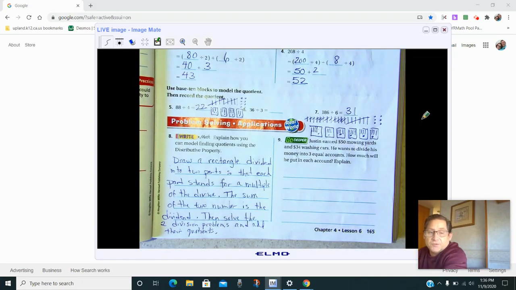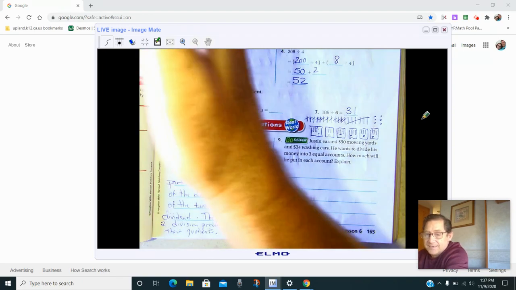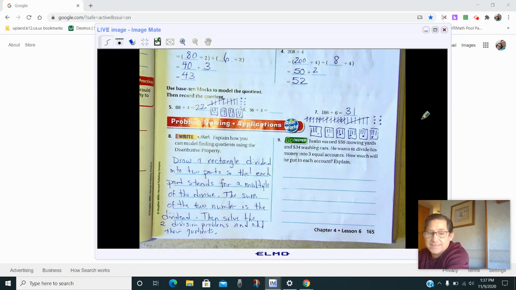We divided them into two parts so that each part stands for a multiple of the divisor, like 68. We broke that into 40 and 28, 60 and 8. Those are all multiples of 4. The sum of those two numbers that we broke apart equals the dividend. So if I say it's 60 plus 8, that equals 68. My dividend was 68. We're going to solve those two smaller problems, 60 divided by 4 and 8 divided by 4. And we're going to add the two quotients together.